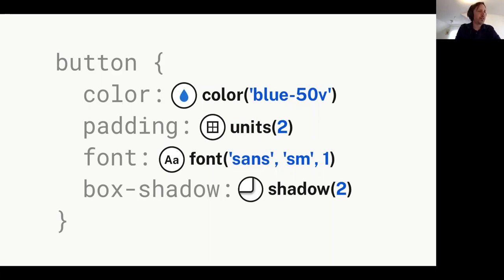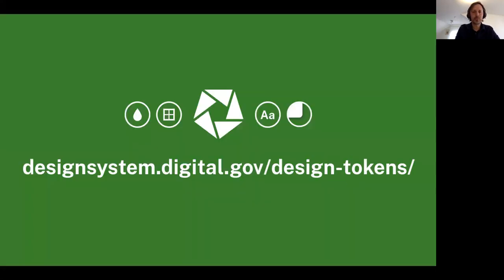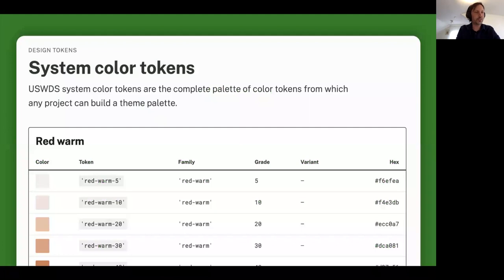So what do these tokens mean? Like, what do they output? Well, the tokens, their names and their values are all on our website at designsystem.digital.gov/design-tokens. Like this page of color tokens. You can see the name of the token, like red warm 5, as well as its hex output, which is F6EFEA.